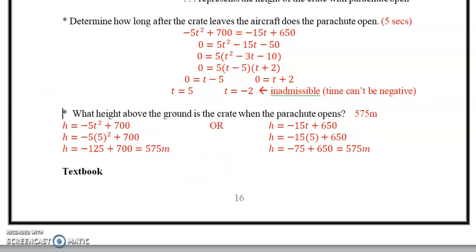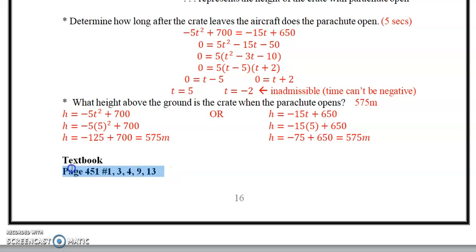And there's your homework that coincides to the questions in the textbook. You're on page 451, numbers 1, 3, 4, 9, and 13. So that's it for chapter 8.